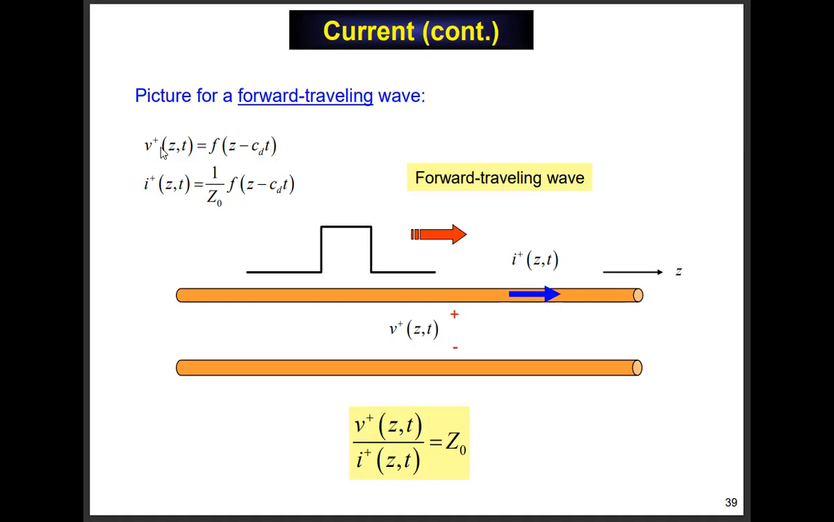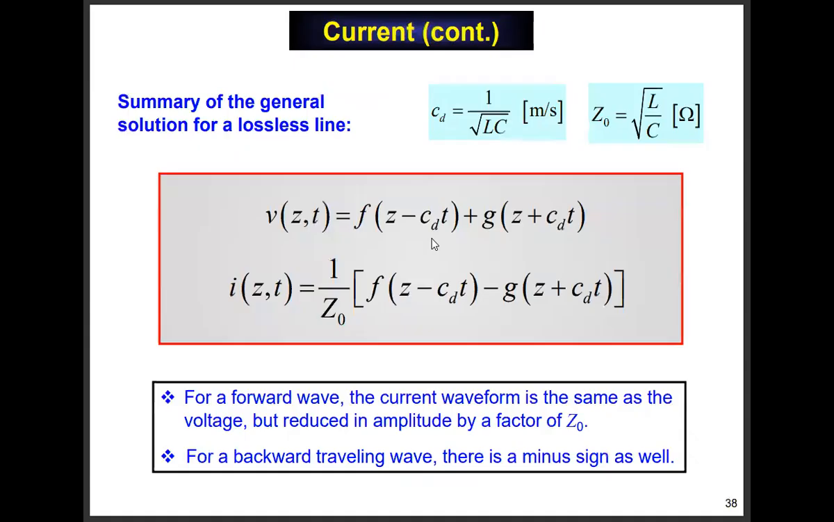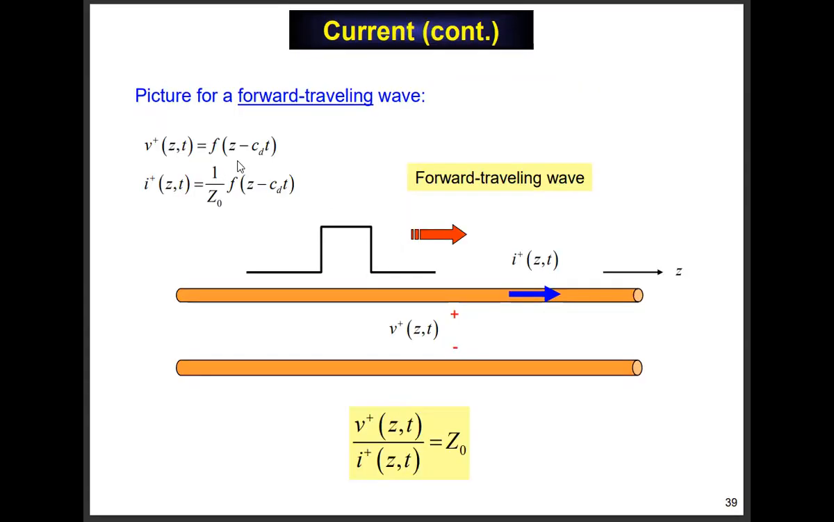Now, you'll see this notation from now on very often. I put a plus superscript on a voltage or a current. That means it's a plus wave, a wave that's going in the positive z direction. The red arrow means it's going this way, positive z direction. If I put a negative sign there, I'm talking about a wave going in the negative z direction. Now remember, a wave going in the positive z direction, that's the F function. So here's the voltage, here's the current.